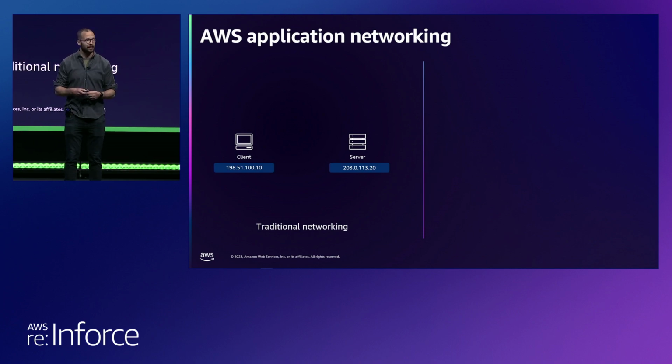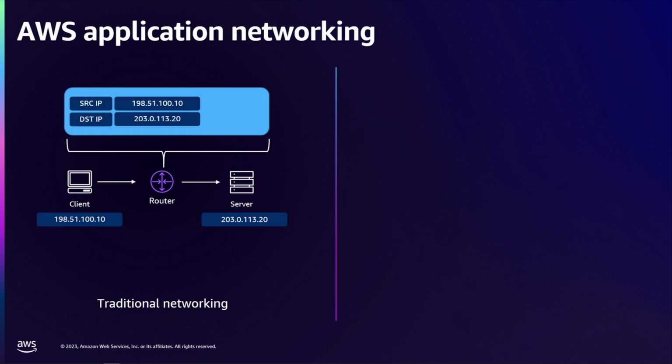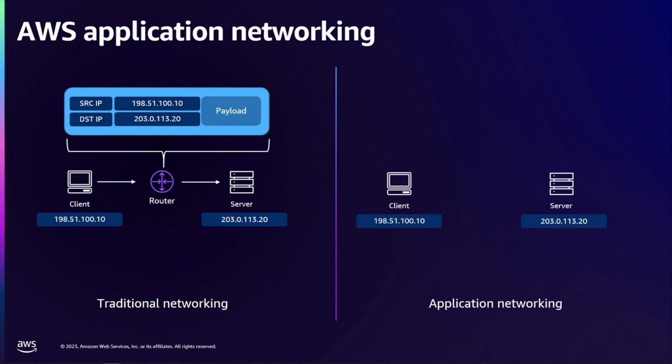We have a client and a server. Each one has an IP address. And there will be some kind of device in the middle that allows for these two to communicate, like a router. All we're using in this scenario is the IP addresses to communicate. The router has no awareness of anything that's in the payload. It's just forwarding traffic from the client to the server. That's it.